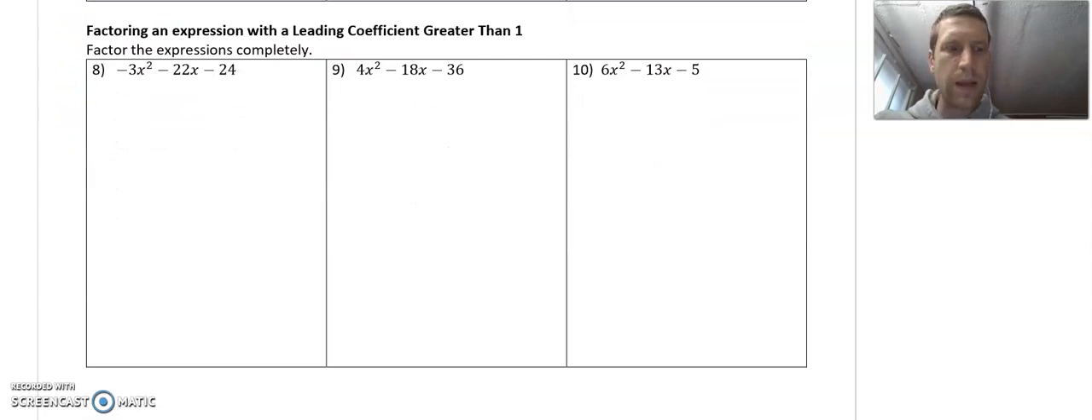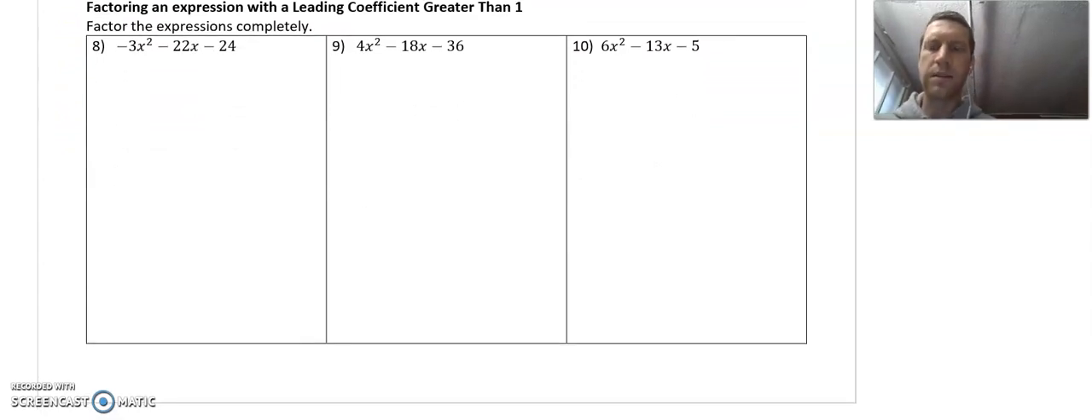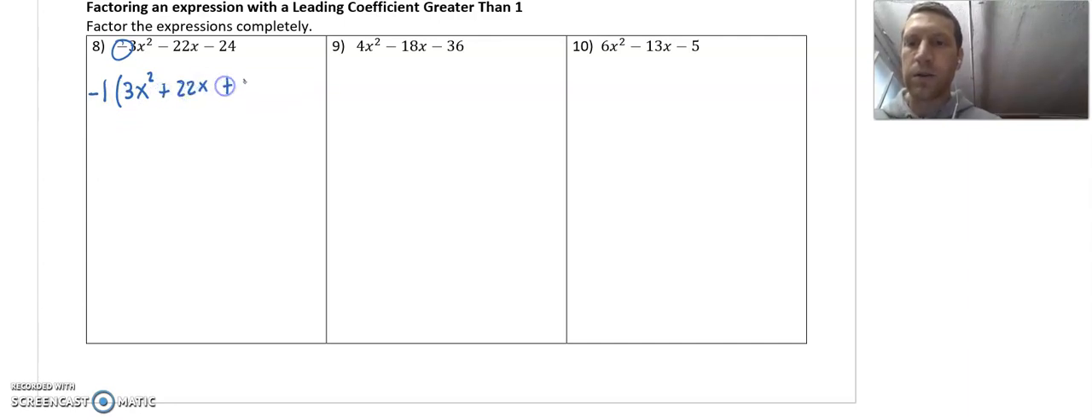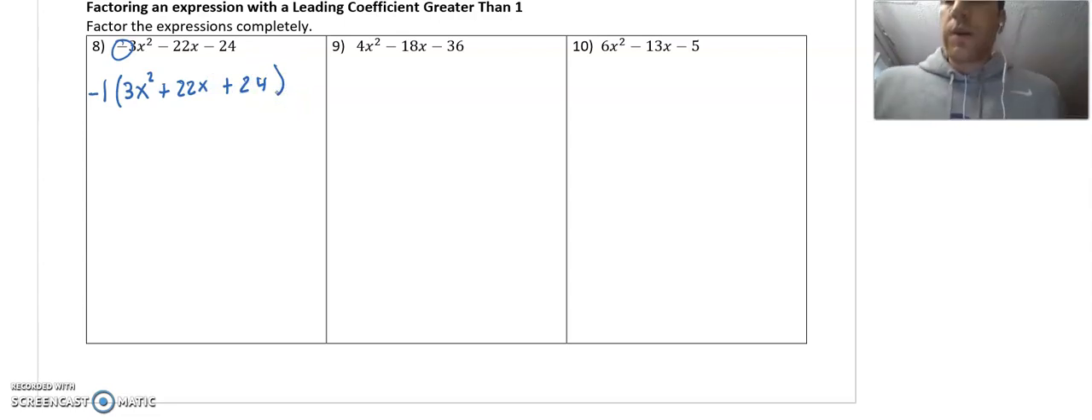Okay, 8, I don't know to what extent you guys did last year. So again, I want this to be a positive coefficient to start with, so let's factor out a negative 1 first. So I have 3x squared plus 22x plus 24. Okay, so this is when our leading coefficient is something greater than 1. After I factor out that negative 1, I'm left with 3x squared plus 22x plus 24.